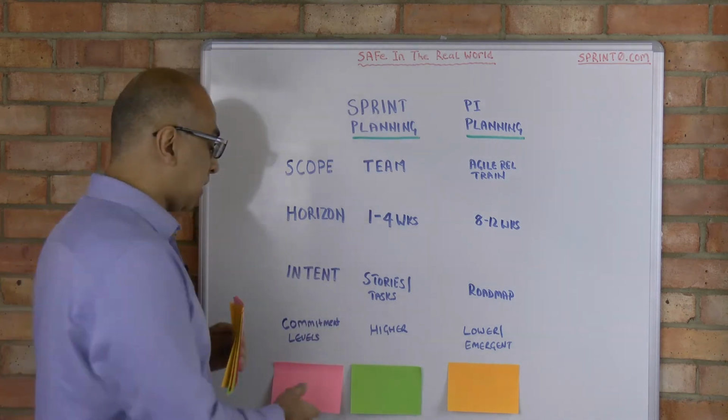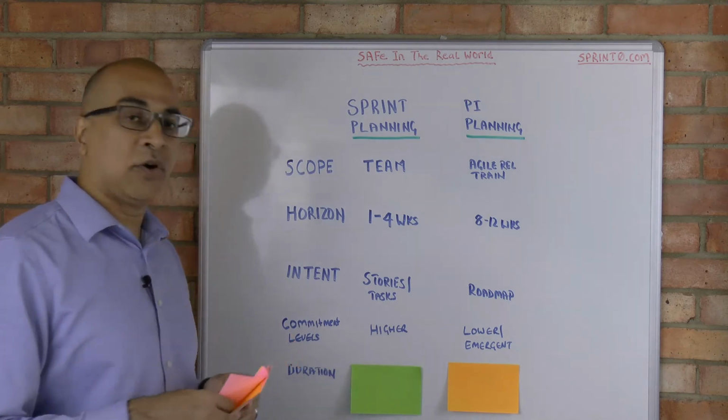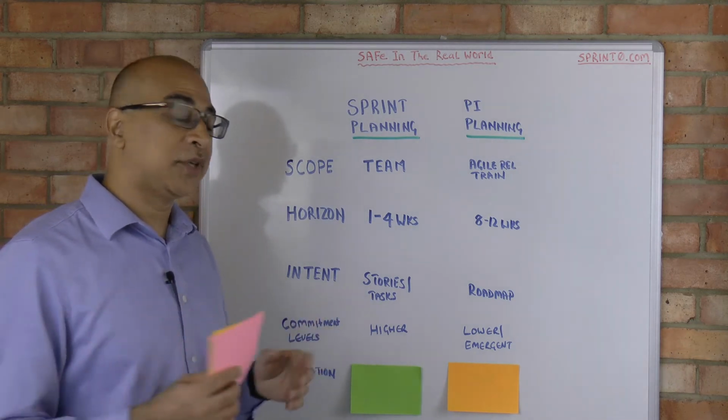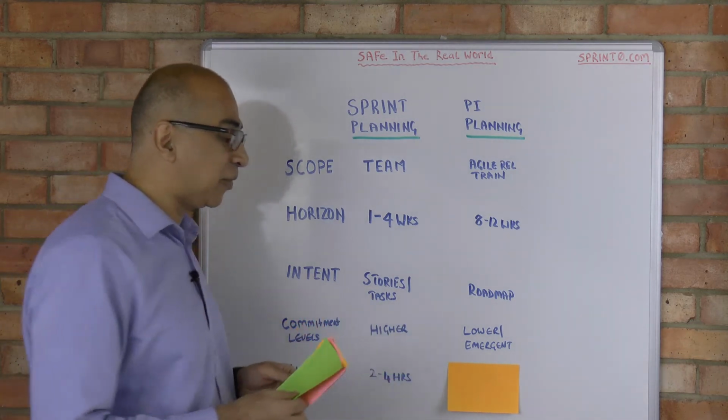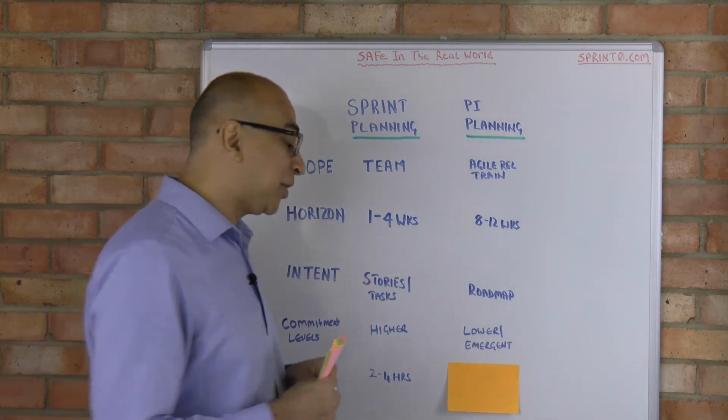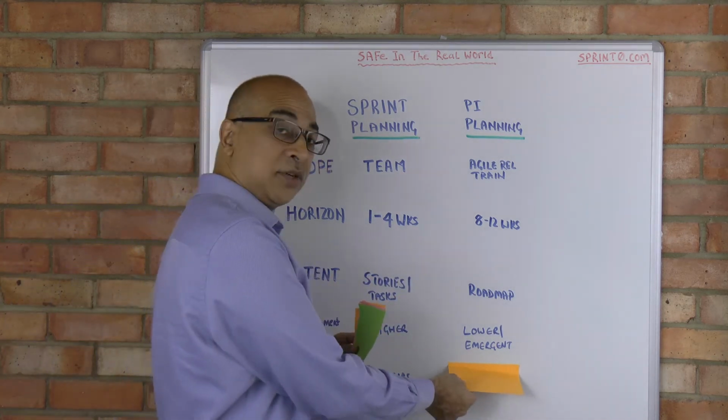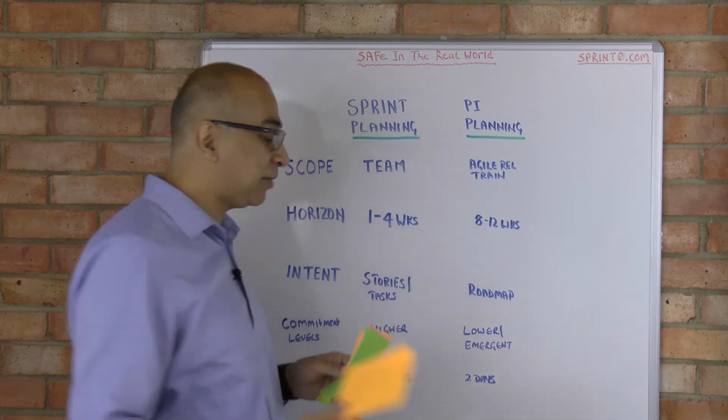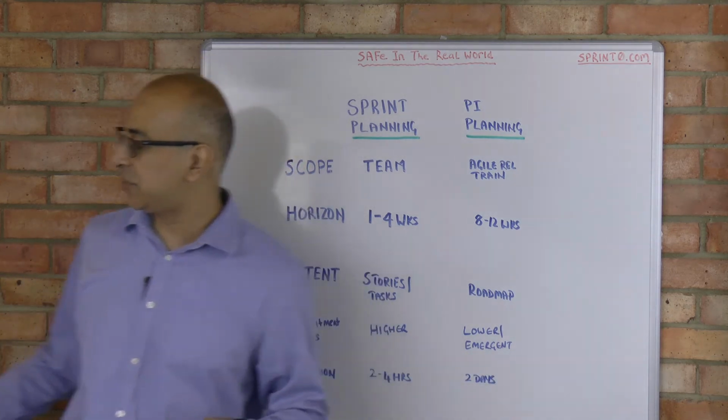And the final difference that I'd like to present to you is one of duration as well. You should be able to get your sprint planning done within 2 to 4 hours, whereas anybody know what is that PI planning duration? 3, 2, 1, go. Yep, it's 2 days. All right, so that's the official version.